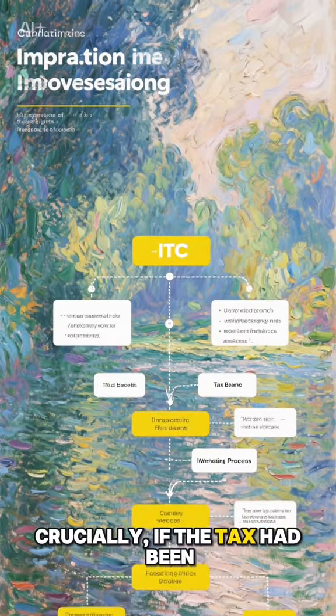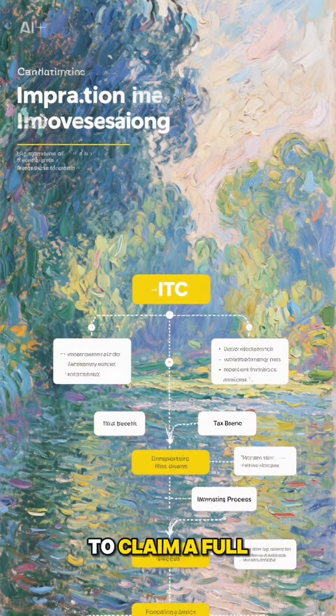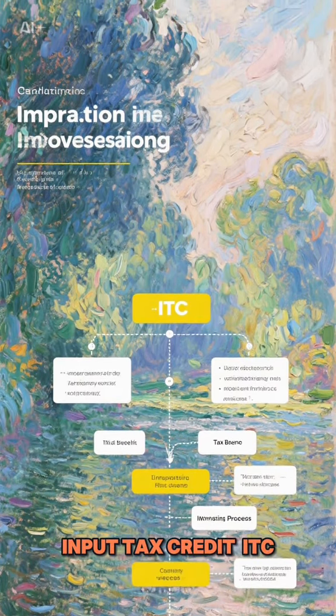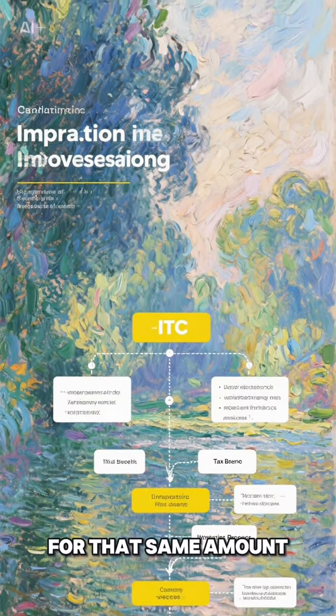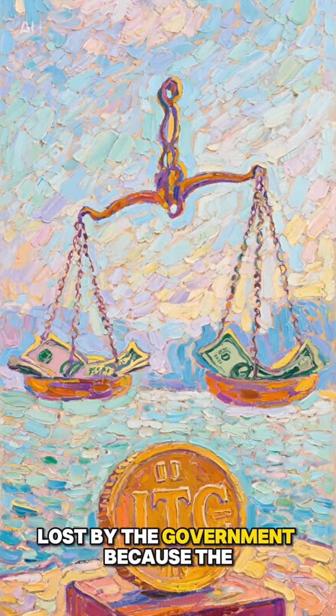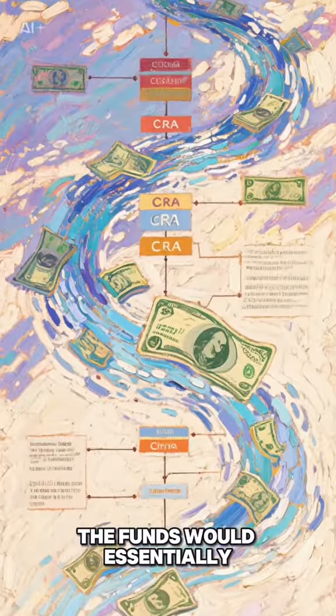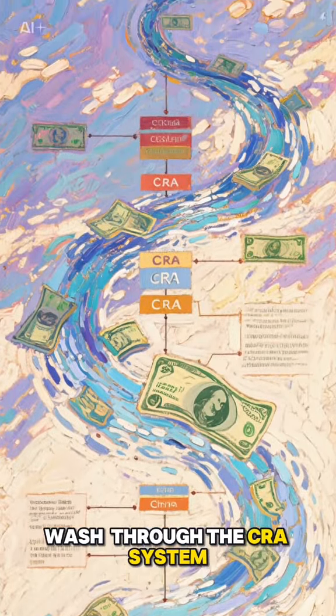Crucially, if the tax had been correctly charged and collected, the registrant would have been entitled to claim a full input tax credit, ITC, for that same amount. In essence, no actual net tax is lost by the government, because the recipient would have simply claimed it back as an ITC anyway. The funds would essentially wash through the CRA system.